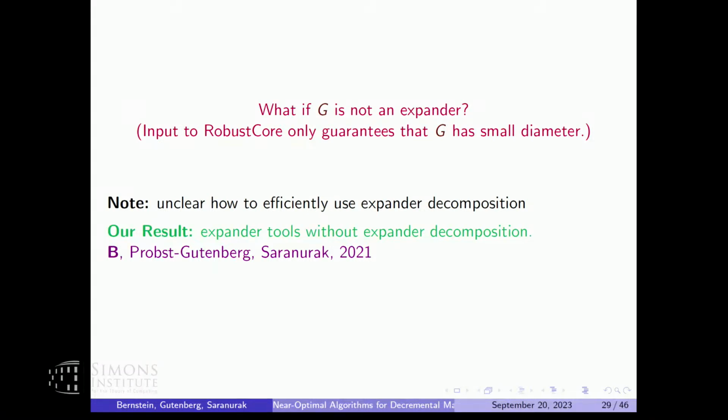It's really unclear how to use this efficiently. You can use it to get some improvements, but with expander decomposition, you have to build a whole hierarchy. We could not actually figure out how to make it efficient. Instead, we argue that you don't need expander decomposition.